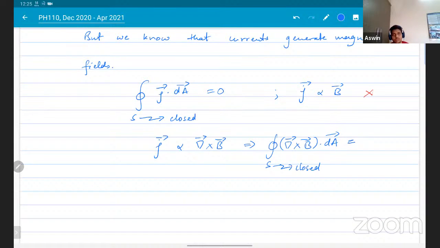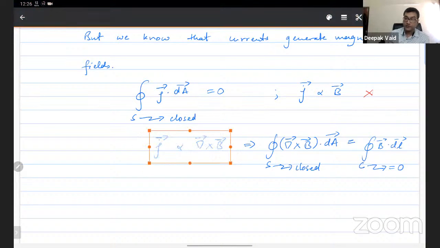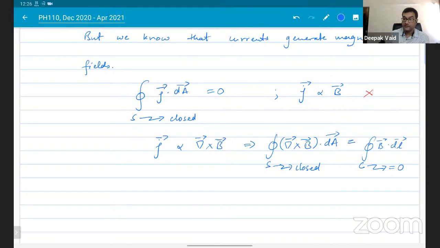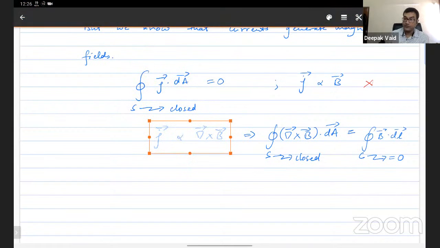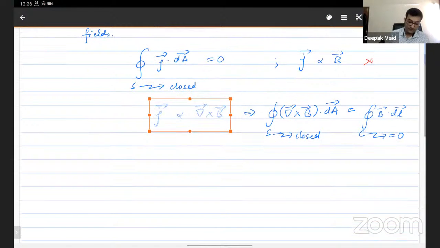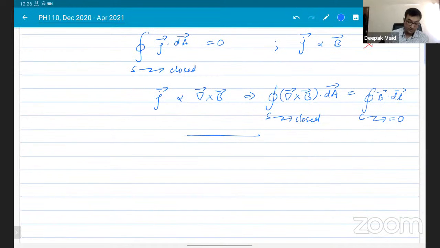0. This is equal to the integral of B dot dl by Stokes' theorem, but this is equal to 0. So that tells me that J should be proportional to the curl of the magnetic field. So from conservation of charge, I can guess what this equation should be, from conservation of electric charge and, of course, from some empirical knowledge.